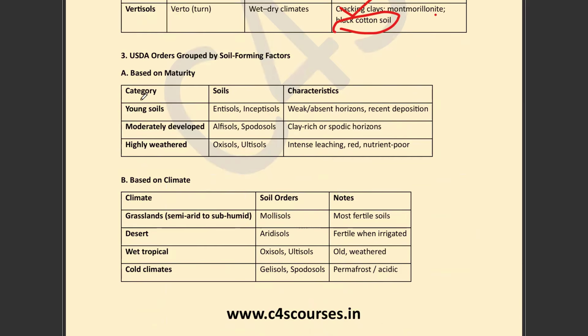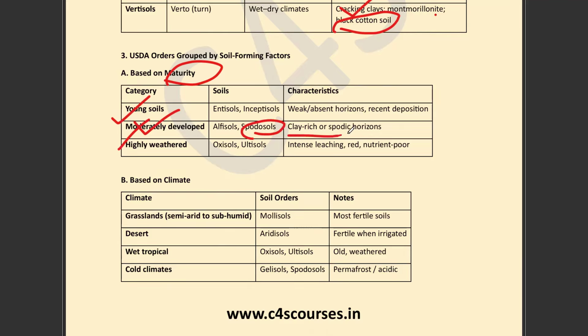Next, classification based on maturity. There are three types: young soils, moderately developed, and highly weathered. Examples of young soils are Entisols and Inceptisols. You can have questions like: which of the following categories belongs to the young soils based on the USDA order based on maturity? So note it down: Entisols and Inceptisols. Inception means beginning. Next comes your moderately developed, your Alfisols and Spodosols.